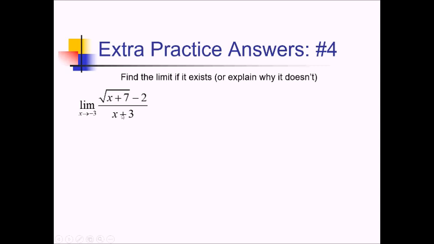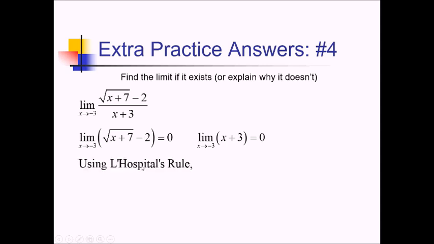So I've got the limit of the numerator as x approaches -3. And again, this is really just going to be the square root of 4 minus 2, which comes out to 0. And then the limit as x approaches -3 of our denominator, -3 plus 3, definitely comes out to 0. So then, using L'Hopital's rule, we take the derivative of the top and the bottom separately, and we still have a limit as x approaches -3.